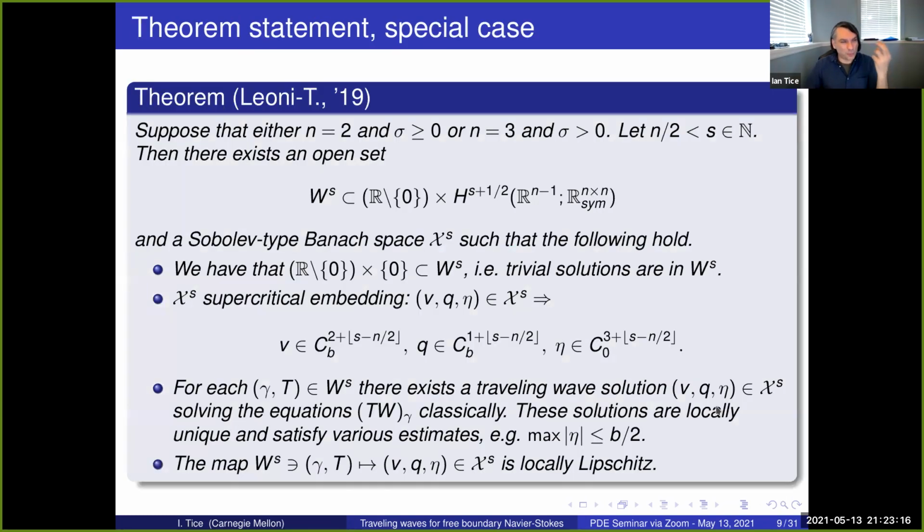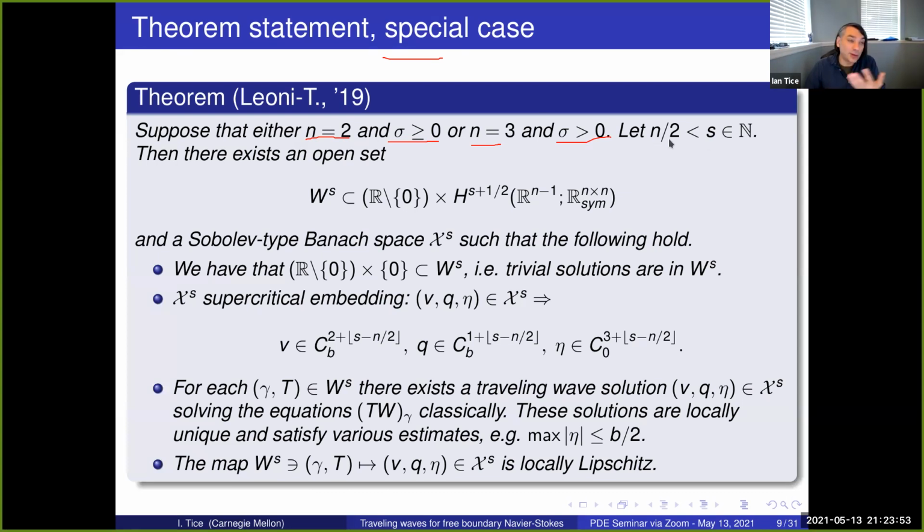So here is a very rough statement of the theorem. I have suppressed a lot of the details, and this is only a special case. So this only corresponds to a particular type of stress. The actual theorem we prove is more general. So what we show is that if you're in dimension 2 and you have either no surface tension, which means you set sigma to 0, or you have surface tension, which means you set sigma positive, or you're in dimension 3 and you have surface tension. So if you're in 3 dimensions, we require surface tension in order for the theorem to work.